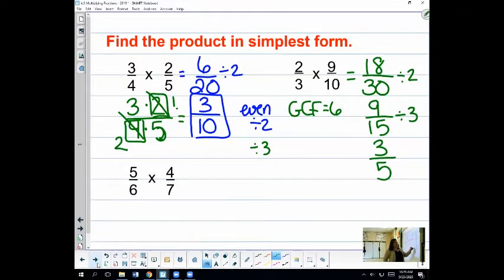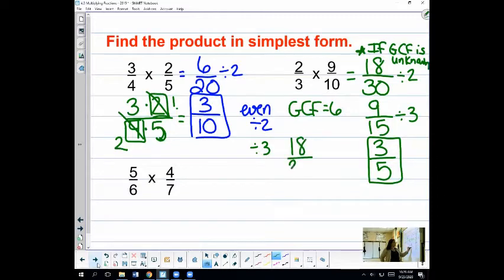And then I'm done because there is nothing in common with these two. This is the way that you would go if the GCF is unknown. If you don't really know what the greatest common factor is, that would be the way that you do it. However, some of you do know.